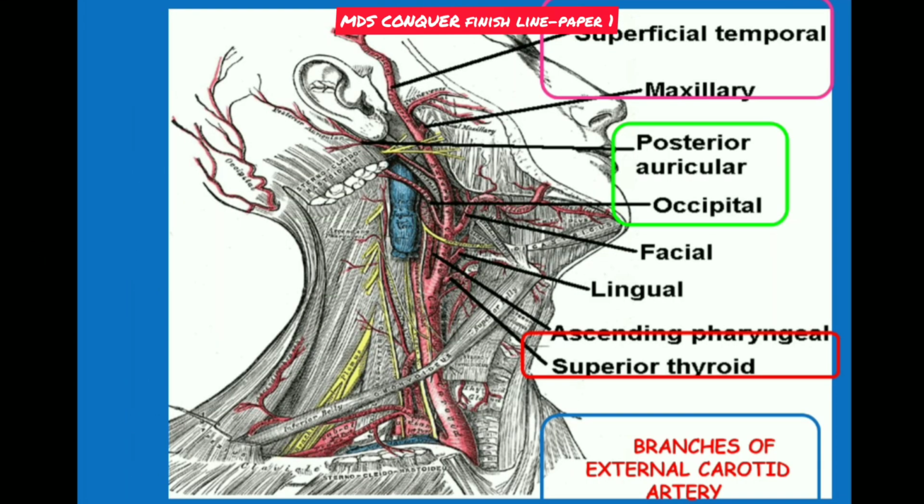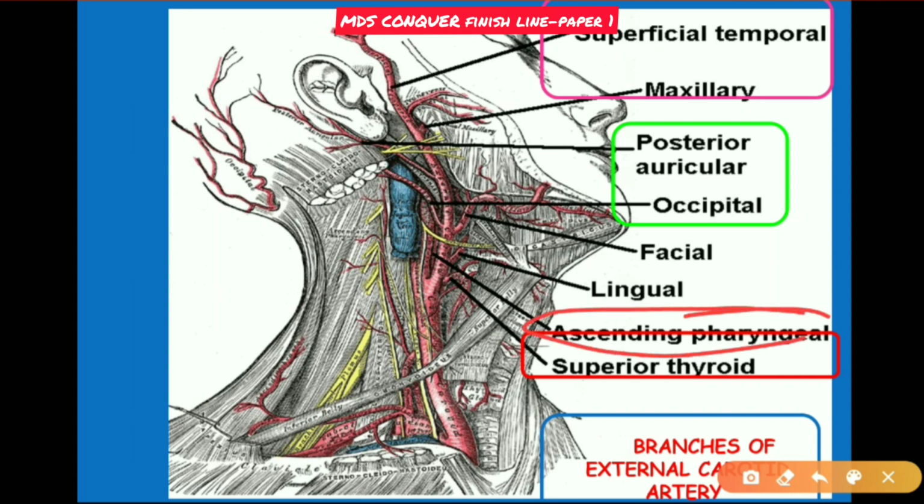You can see the branches of the external carotid artery here: ascending pharyngeal, posterior auricular and occipital, superficial temporal and maxillary. So these are the branches of the external carotid artery.